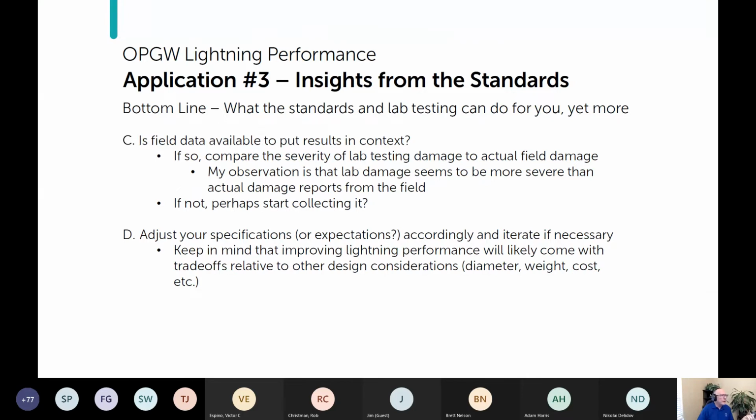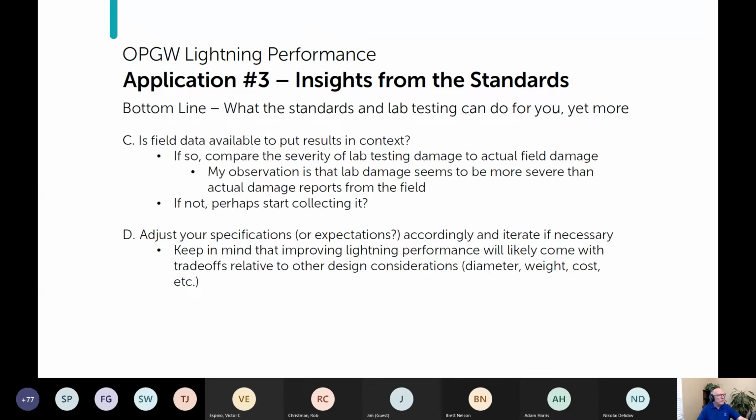So if you don't have data available, maybe you can suggest at your utility that you start keeping track of that. When there is damage in the field, get the lineman to report it, and somebody collect it, organize it, and analyze it, and then apply it to your cable design in the form of adjusting your specifications, and iterate if necessary, right? If you make a change and it's not working, then change back to what you were doing before or change to something else yet again.